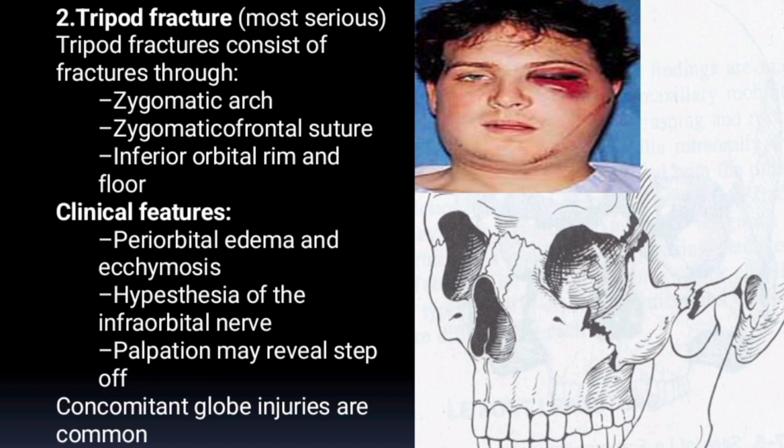Another type is the tripod fracture, which involves three areas: the zygomatic arch, the zygomaticofrontal suture, and the inferior orbital rim and floor. The clinical findings will be periorbital edema as well as hypoesthesia of the infraorbital nerve, and palpation may reveal a step off as well as globe injury.